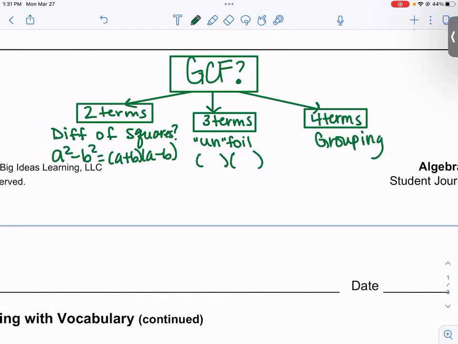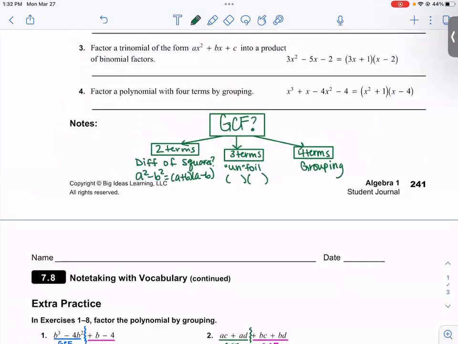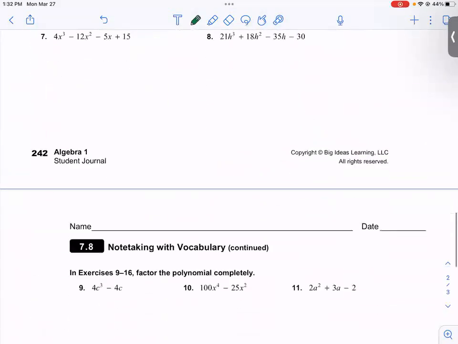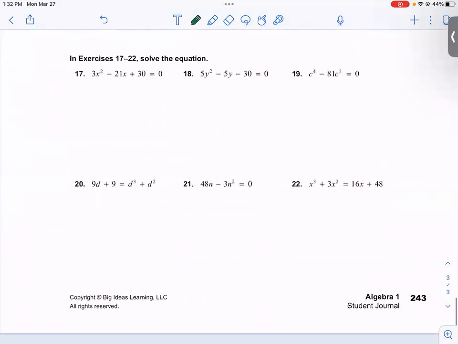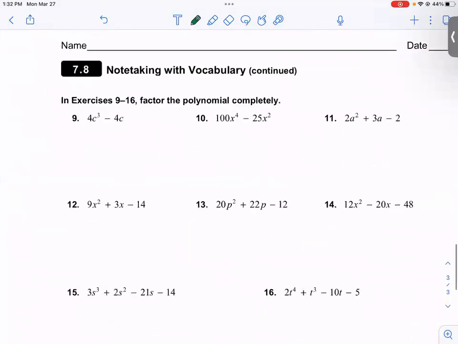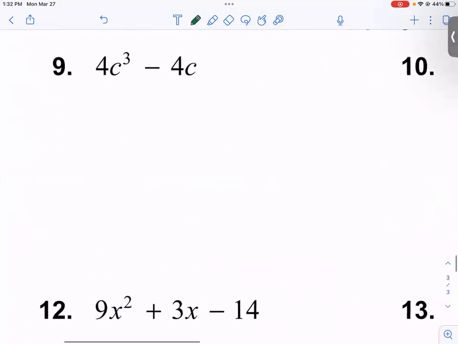If you did not do your homework over the weekend and you did not practice the difference of squares, that's something you're probably going to want to do before starting tonight's homework. Now, we are going to go to the next page, this page 243, and we're going to look at a couple of these problems.